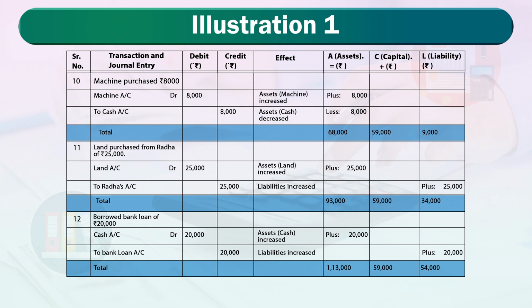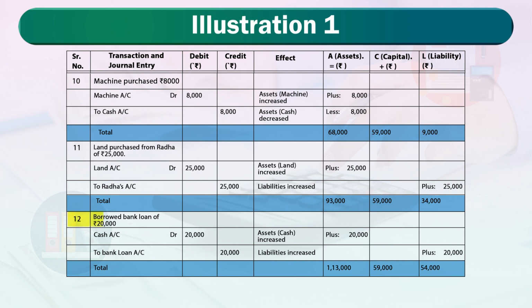Here the effect is asset is increasing as we have purchased the land by the 25,000 amount and liability is also increased by the amount of 25,000. So the new equation is assets equals 93,000 equals capital of 59,000 plus liability of 34,000.